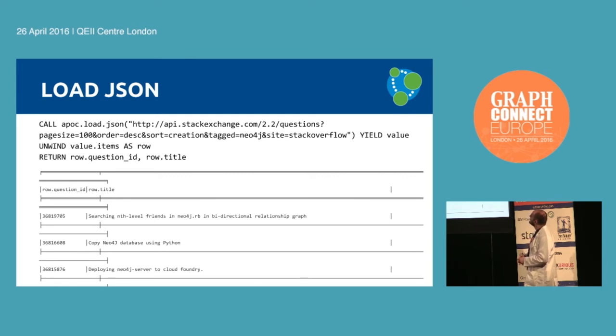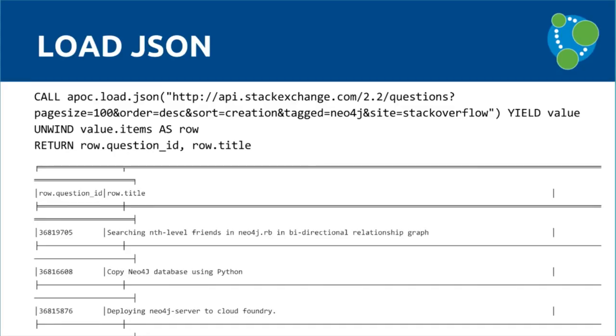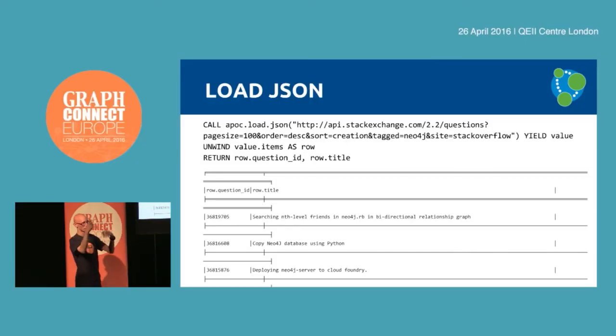This is the Stack Overflow API we used for the first bit. We're just calling it directly, so we just pass in the URI. They don't need any key for this API. You just call it, and we're saying, get me the questions, get me 100 with the Neo4j tag. And they come back, value is the default, and you just yield that.